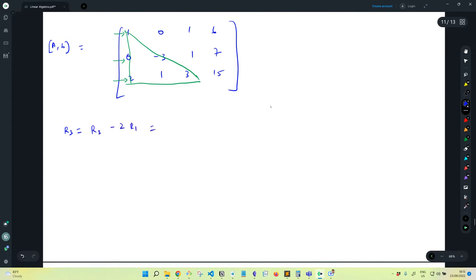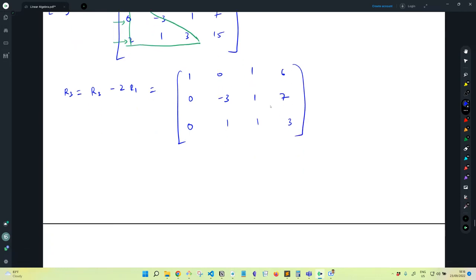R3 equals R3 minus 2 R1. Very good. This will give me 1 0 1 6, 0 minus 3 1 7, and 2 minus 2 will be 0, 1 minus 0 will be 1, 3 minus 2 will be 1, 15 minus 12 will be 3. Now we will go to the second entry of the second column.